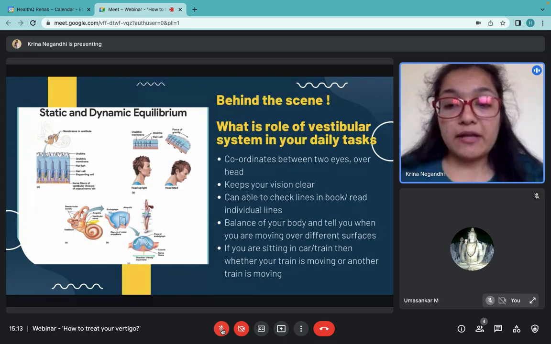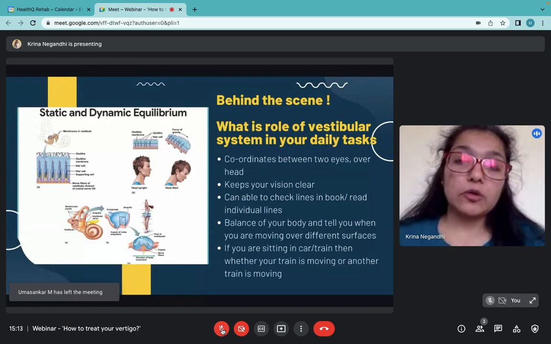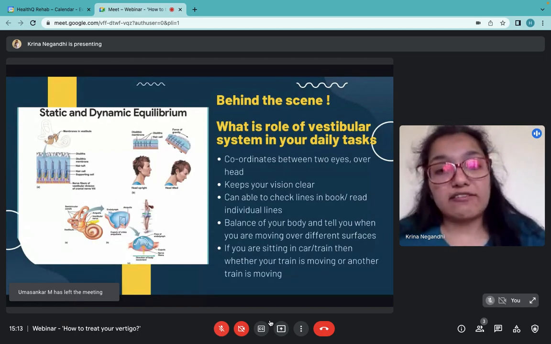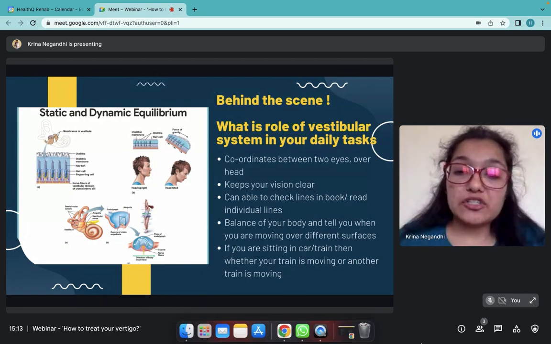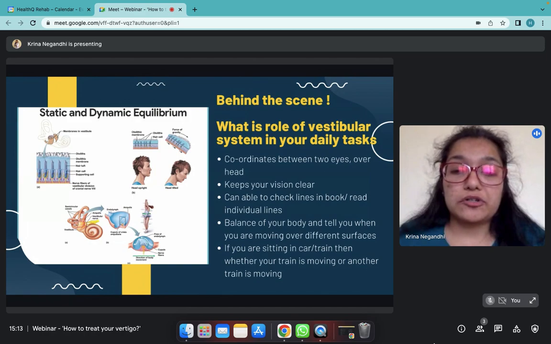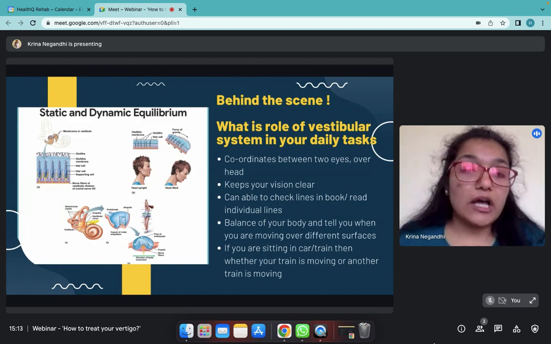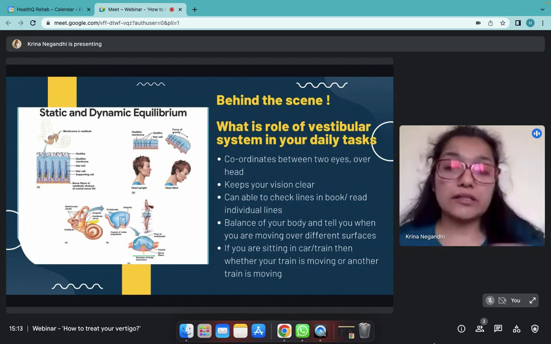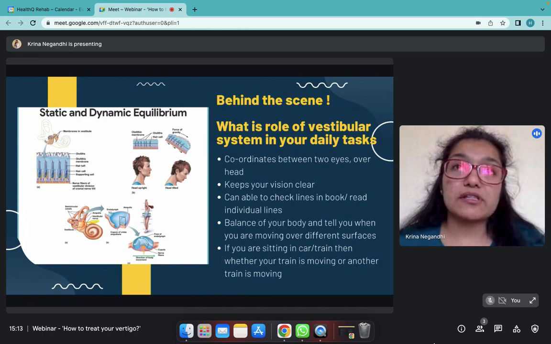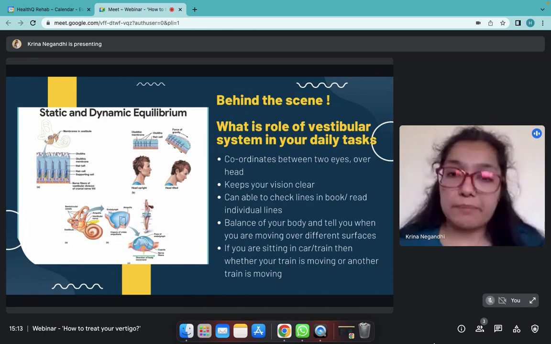Also, in the dynamic equilibrium, we understand that a person who is suffering from vertigo is not able to differentiate self motion and the external environment motion. Hence, a patient who is sitting in a car or train is not able to judge whether our train is moving or the other train is moving. So the differentiation of the self motion and the environmental motion is absent.